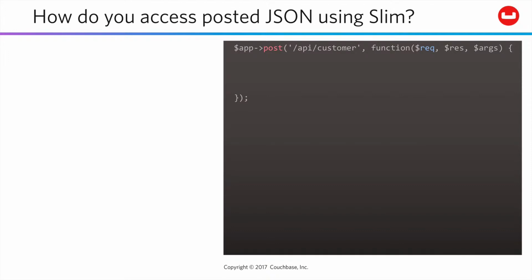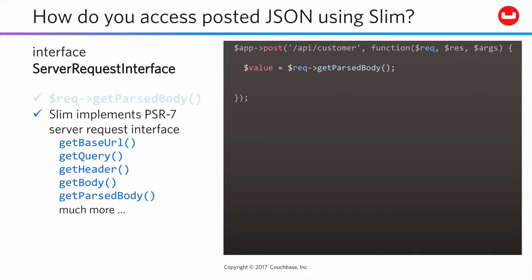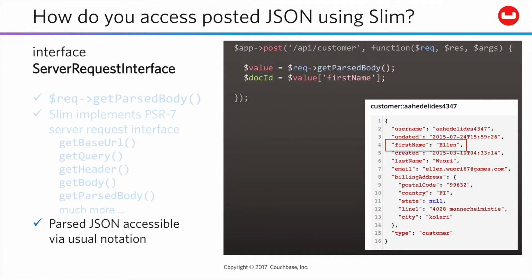So first, you need to get the document. So how do you access posted JSON using Slim? Well, that's quite straightforward. You can parse the body of the document as JSON using the getParsedBody method. You'd find that Slim implements the PSR7 server request interface, providing a whole host of methods for accessing the body of a request. It's all just a Google away, we won't dwell on it here. But it does mean that once you've parsed the JSON body, you could easily access any value within the JSON for use as a document ID or otherwise, as we see here.